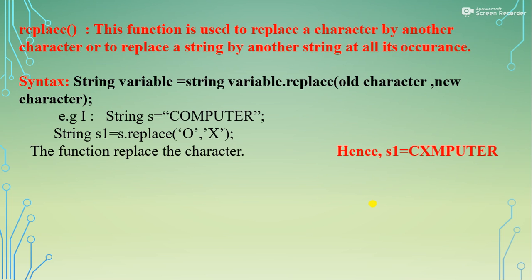Have the examples first. See example 1, string s equals "computer". String s1 equals, I have written s dot replace, this is the old character, that means the existing character, 'o', comma, within the single quotes 'x'. The function replaces the character wherever it exists, o will be replaced by x. So the output will be "cxmputer", that means instead of o it will be replaced by x.